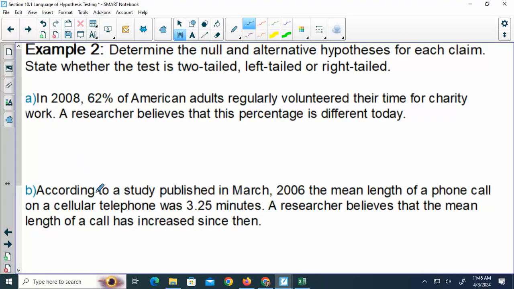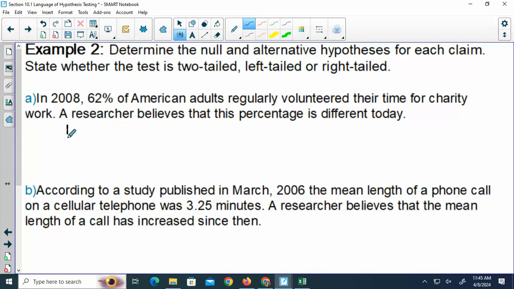So first thing we're going to do is just look at some problems. We're going to write the null and alternative hypothesis, and then we're going to state which type it is. So in 2008, 62% of adult Americans regularly volunteered their time for charity work. A researcher believes this percentage is different today.